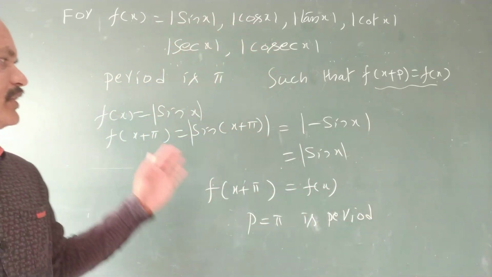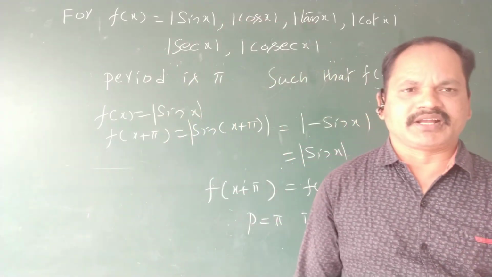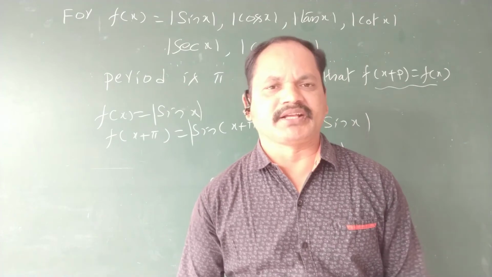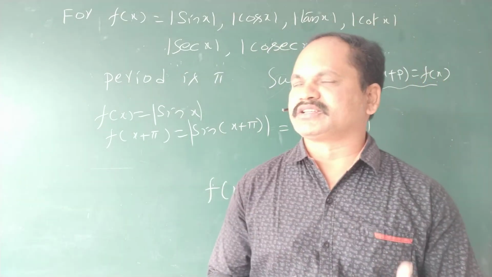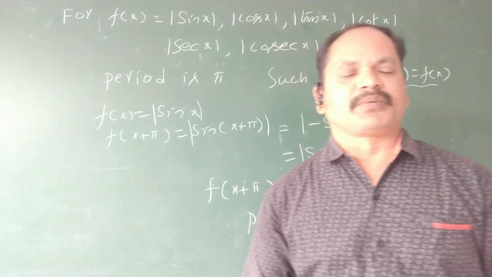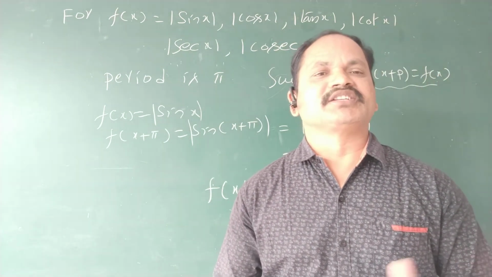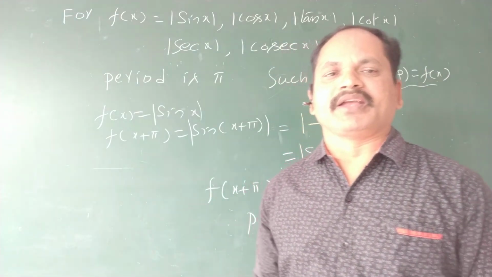So for these functions, mod sin x, mod cos x, mod secant x, mod cosecant x, mod cot x, mod tan x, pi, 2 pi, 3 pi, 4 pi, 5 pi, 6 pi, 7 pi all satisfy these functions such that f of x plus p is equal to f of x. But the least among them is pi. So pi is the period for these functions.